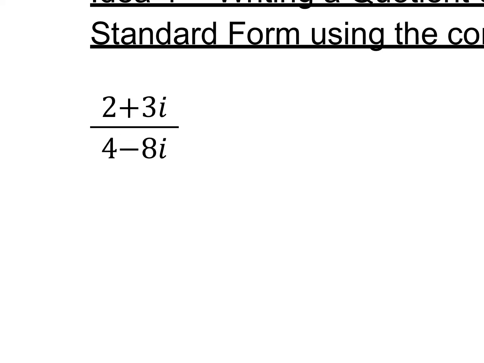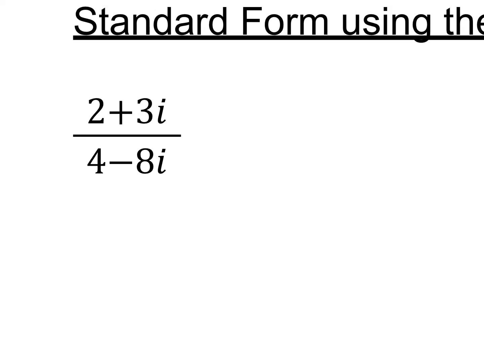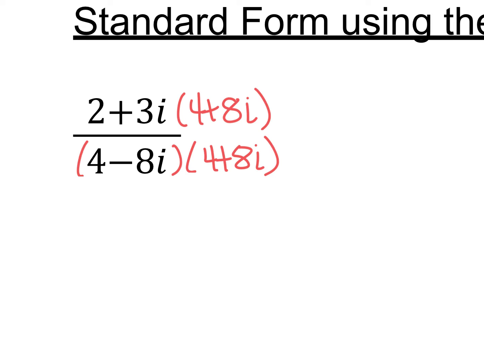Just like if we had 1/2, if we multiply the top and the bottom by the same thing, say we multiply by 3, we get 3/6. It doesn't change the value of the fraction. We're going to use that same idea here with conjugates. We need to get that i out of the denominator. So we have 4 minus 8i. We are going to multiply the top and the bottom by the conjugate, 4 plus 8i.